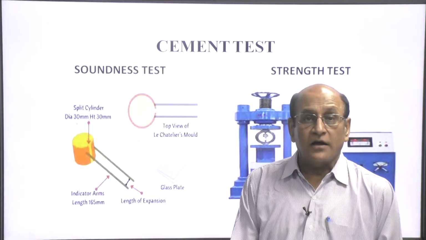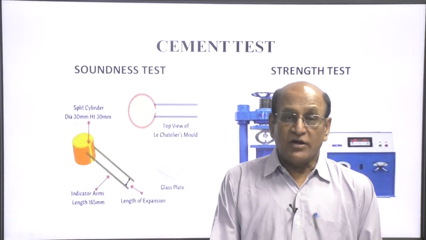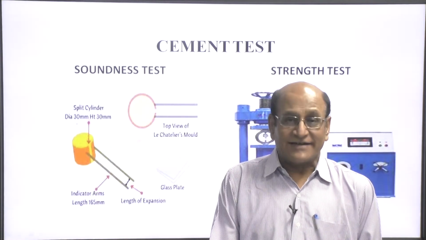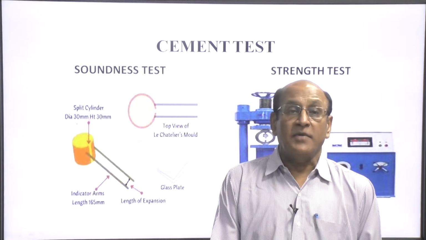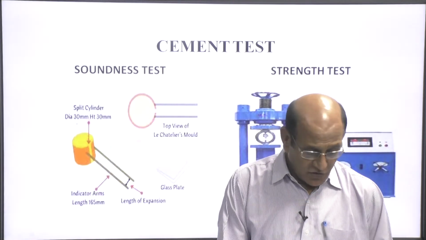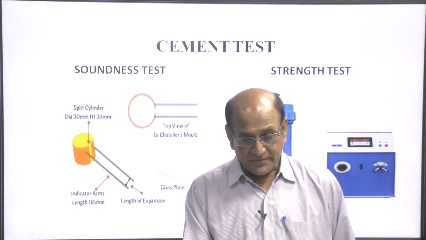So, this is the soundness test, and it is a very important test, because if there is unslaked lime, then it will create problems when water comes in contact with the residue cement. So, the next is strength.